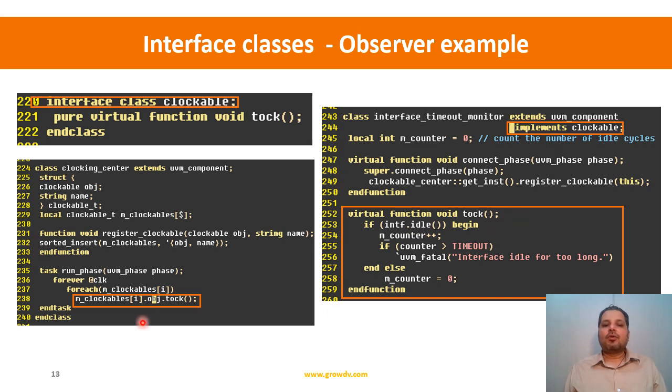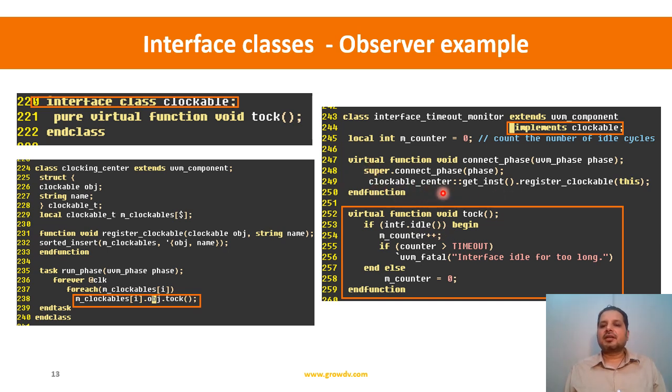Now what we do over here is that in the central place we have created one struct, and we have declared this clockable interface class object and the name, so that everyone can be registered to this particular clocking center. And of this struct type, we have created one queue. Then, whenever any of these classes that implement the interface class want to make sure that this function gets called, they need to register with the clockable center.